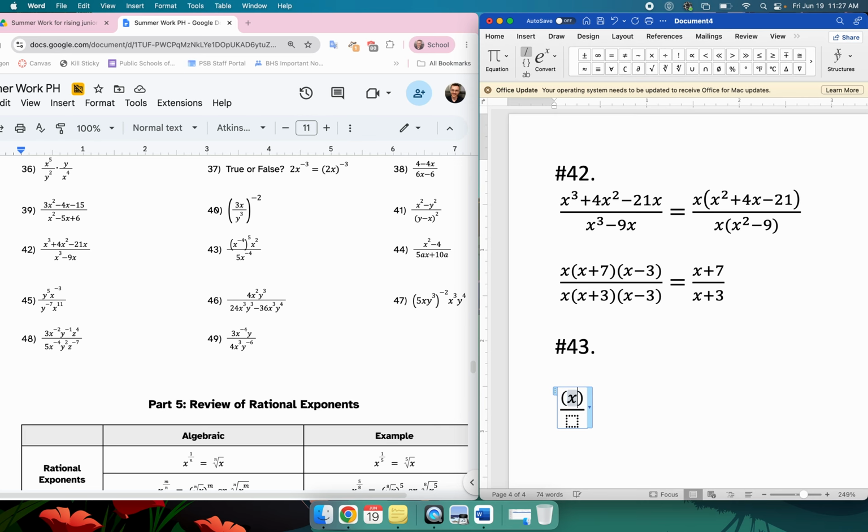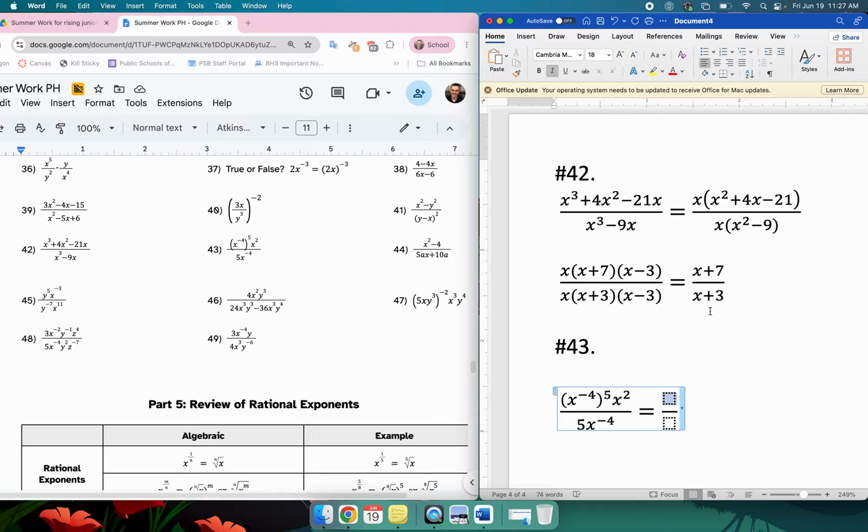Okay, so we have this grotesque looking expression, x to the negative 4 to the 5th times x squared over 5x to the negative 4. The first thing I would do is apply the power of a power rule to this guy. It's x to the negative 4 to the 5, so we multiply those exponents. We get x to the negative 20, x squared, over 5x to the negative 4. Then these two guys, you add those exponents. So that's x to the negative 20 plus 2, which is negative 18, over 5x to the negative 4.